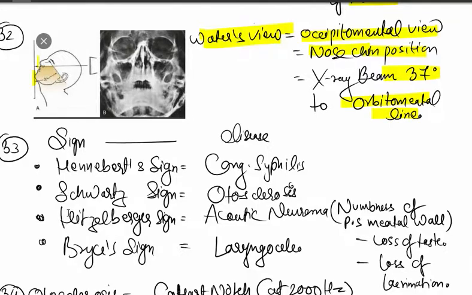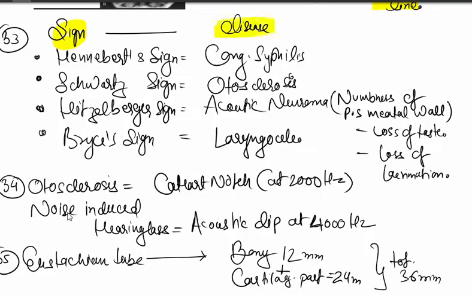We have some sign and disease with them. So Hennebert sign is with congenital syphilis. Schwartz sign in otosclerosis. Hazelberger sign in acoustic neuroma. This is the numbness of posterior superior meatal valve, loss of taste, loss of lacrimation. Bracy sign, it is inside laryngocele.